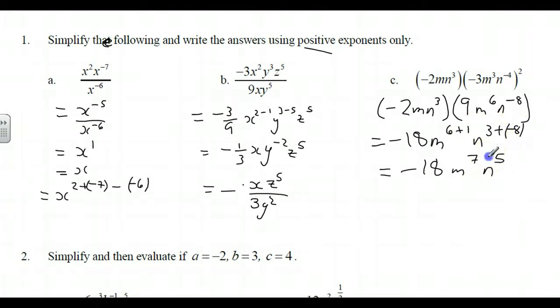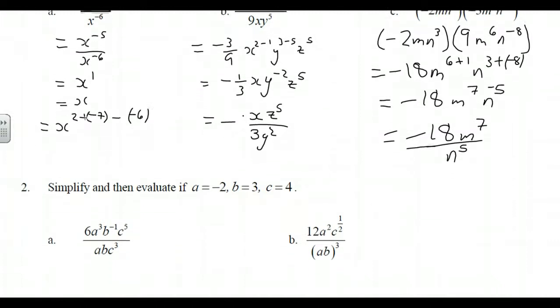So 3 plus negative 8 is negative 5. Positive exponents only. So up top we've got negative 18 m to the 7th over n to the 5th. Now you could extend this. You put the negative sign in front to say this whole expression is negative. You could extend this and say that the top is negative. It doesn't really matter.